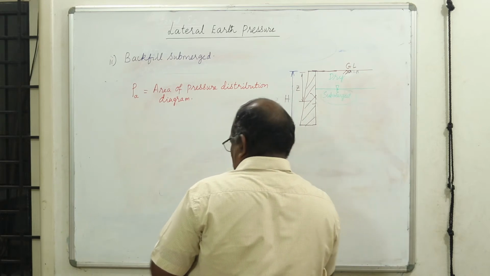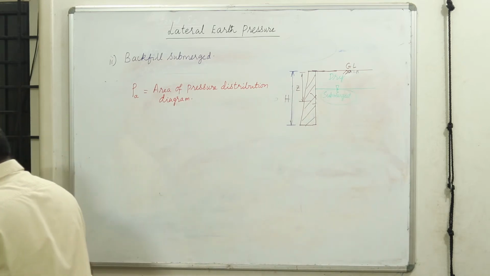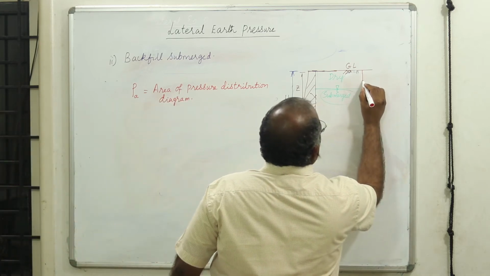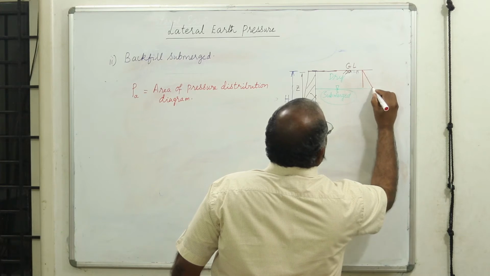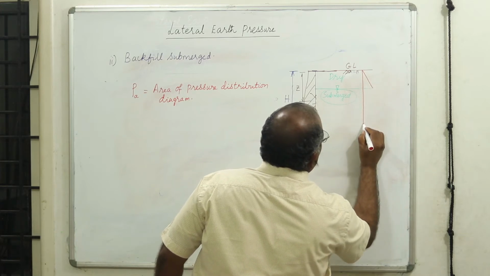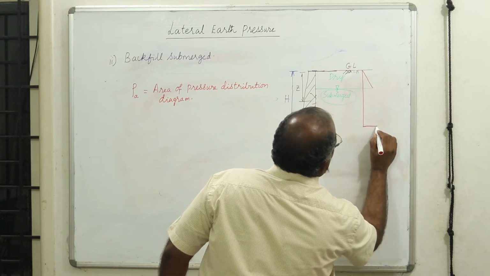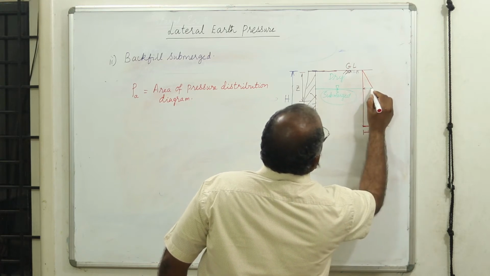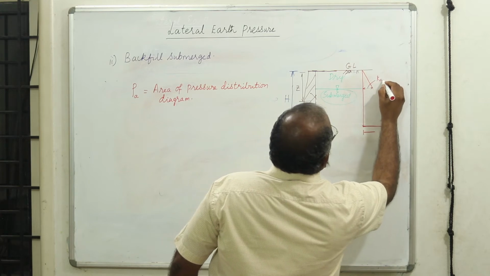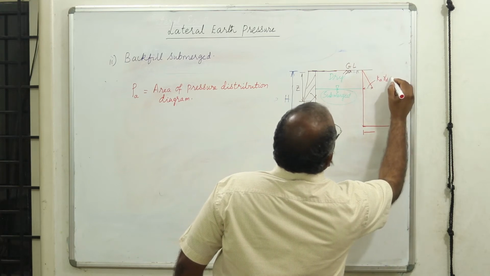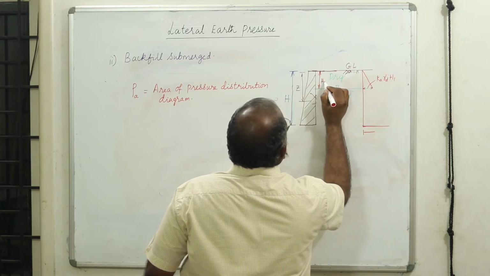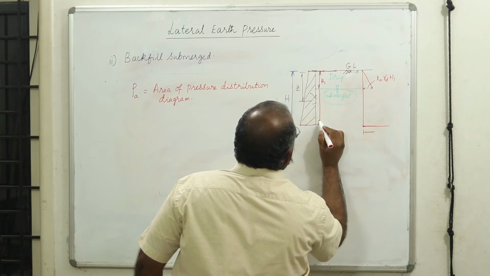What I need to do? My pressure distribution diagram will be very simple. Okay, it will be like this. For the first portion, we will have this particular portion. For this base, K gamma D into H1, if this height is H1 and this height is H2.